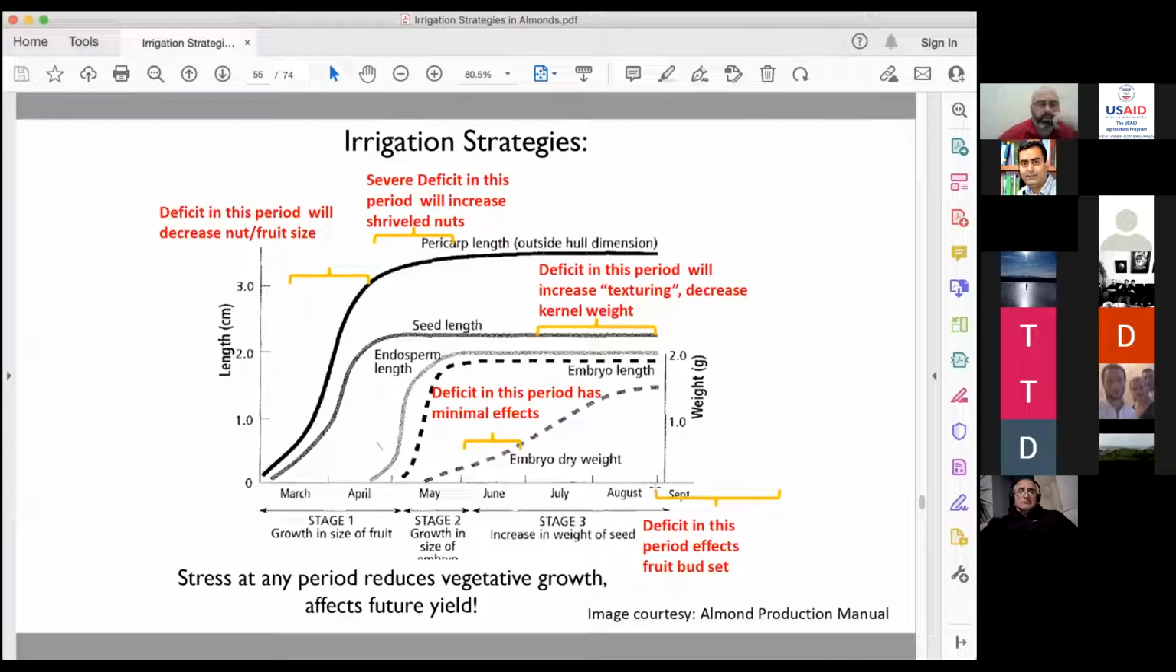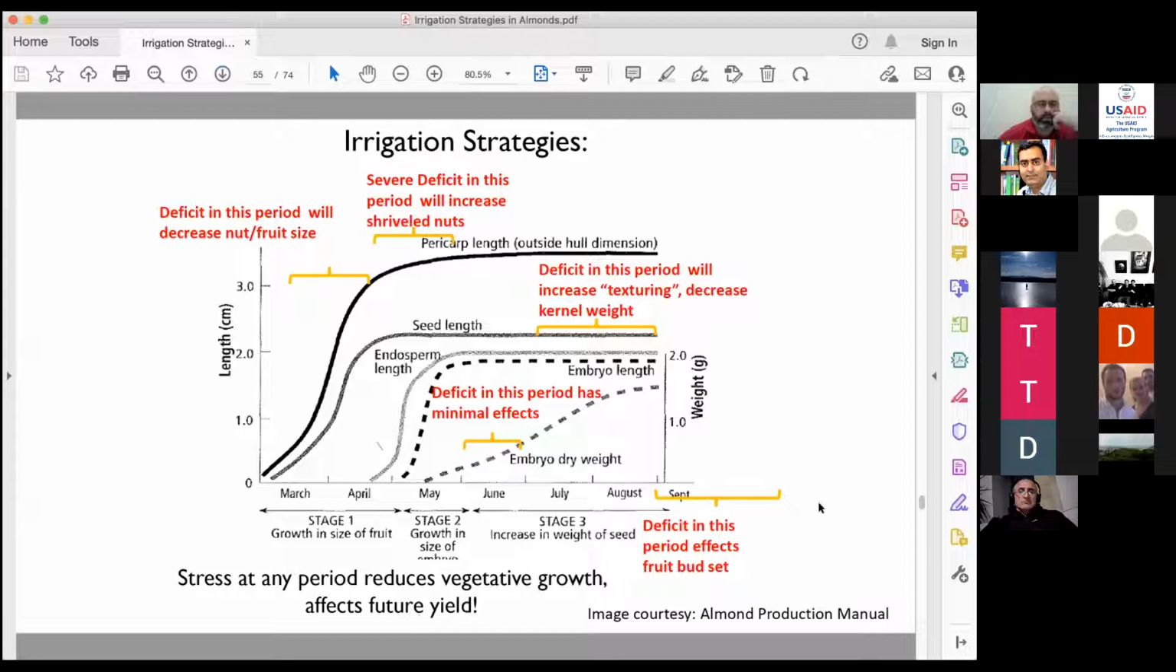Right around harvest time, when I mentioned that the buds for the next year are set, that will affect the bud set for next year. If you apply some water stress, or if you're irrigating less than normal during this period, then the crop and the yield for next year will be affected.